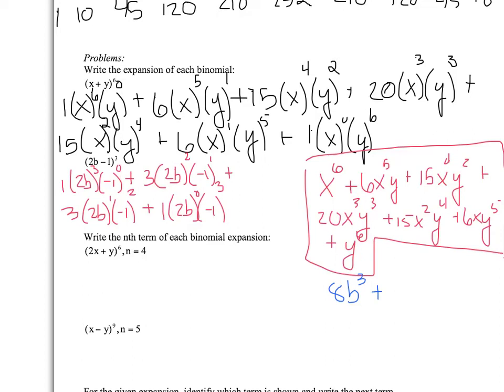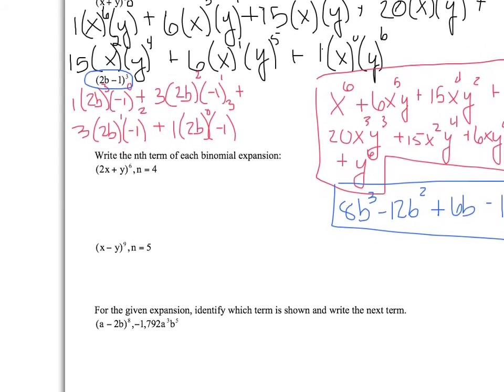Plus 2 squared is 4. Negative 1 to the first is negative 1 times 3. So we have 3 times 4 is 12 times negative 1 is negative 12. So it's going to be, instead of plus, minus 12b squared, plus 3 times 2 times a positive 1 is 6b, minus negative 1 cubed is a negative 1. And then you have 2 to the 0 is 1 times 1 is just a minus 1. B to the 0 is just 1, so still just minus 1. And that's your final answer for this one here.